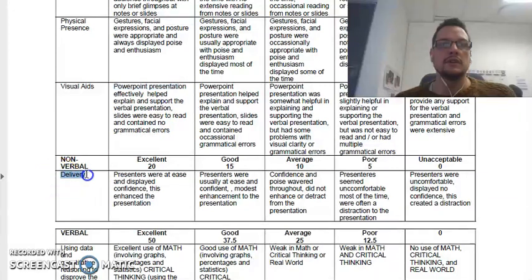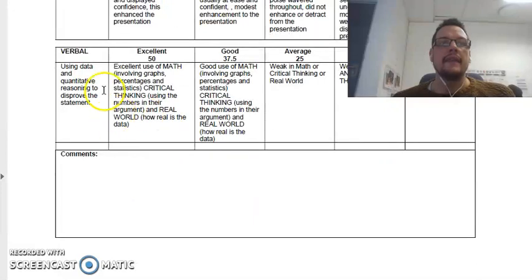And then your delivery. So were you at ease? Did this enhance the presentation? Did you display confidence? Remember, we're doing the DUT graduate attribute number 3. We're assessing you on effective communication skills. So don't just focus on what you're presenting, focus on how you're presenting. And then 50% will be on what you're saying. So how well are you using data and quantitative reasoning to disprove or to prove the statements?